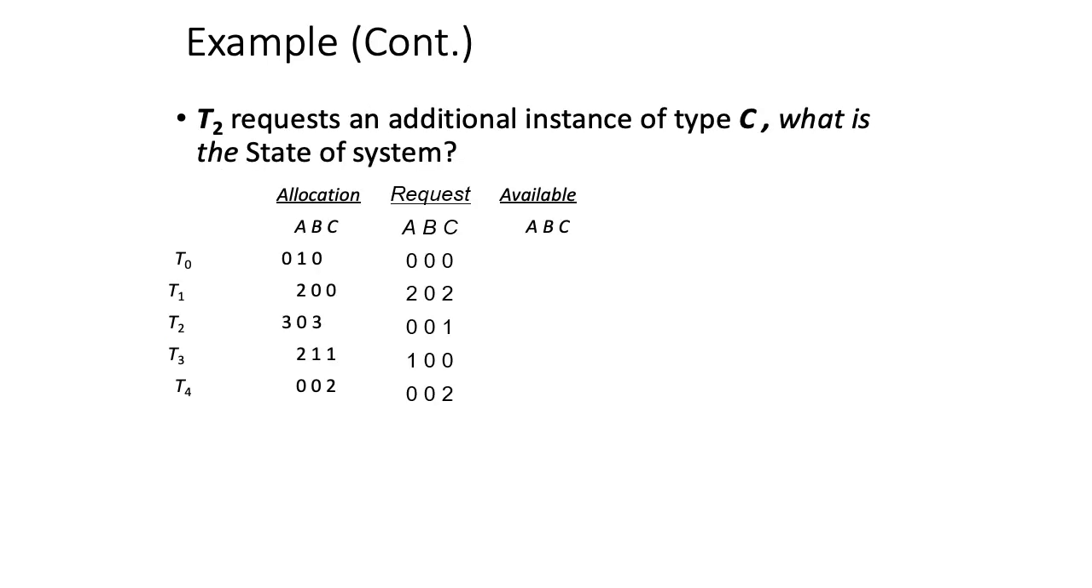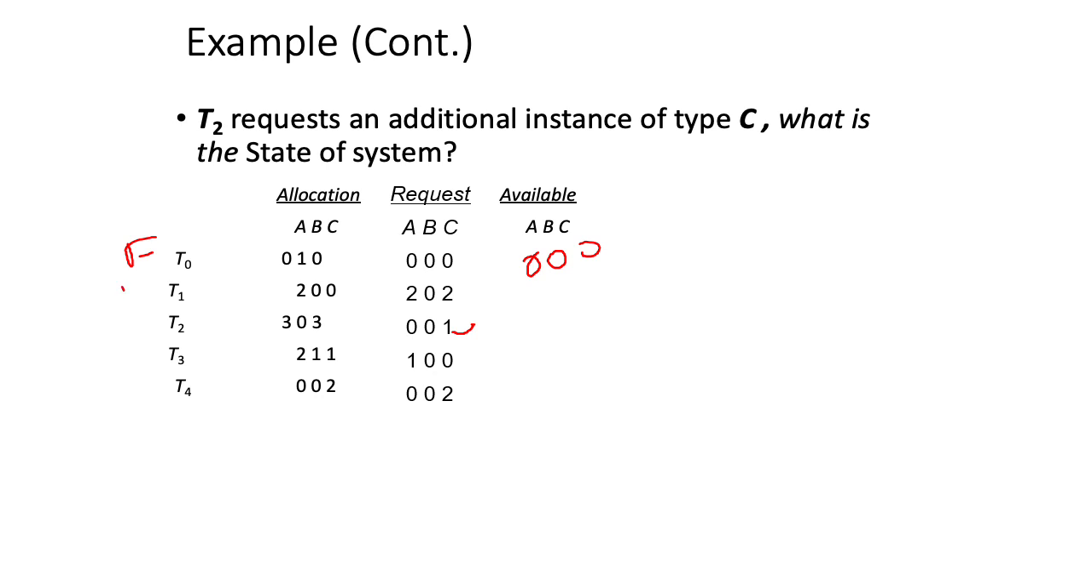Okay, so now if we assume the same system, but the difference is that T2 will request one additional instance of C. So originally it was 0, 0, 0, but now we'll change it to 0, 0, 1. And let's apply the safety algorithm and see what's the current state of our system. Again, the current available is 0, 0, 0.